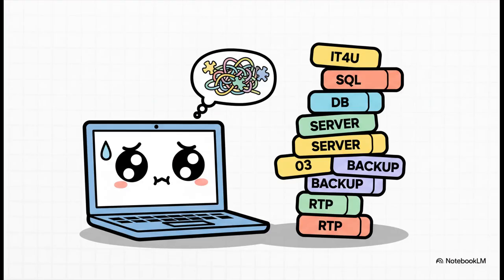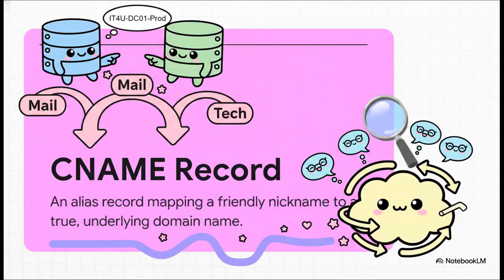Before we dump the rest of the records on you, let's look at a super common IT scenario. Imagine trying to force your end users to memorize a ridiculously long, complex server name, like IT4U-DC01-prod, every single time they wanted to connect to a company portal. Your help desk phones would be ringing off the hook, and your users would be endlessly frustrated. And that headache right there is exactly why we use a CNAME, or canonical name record.